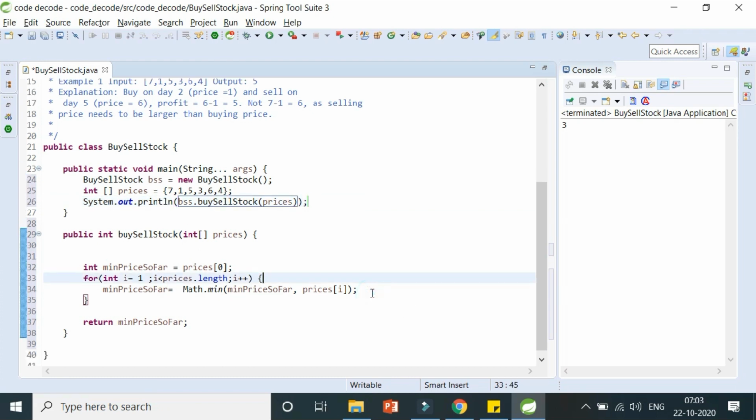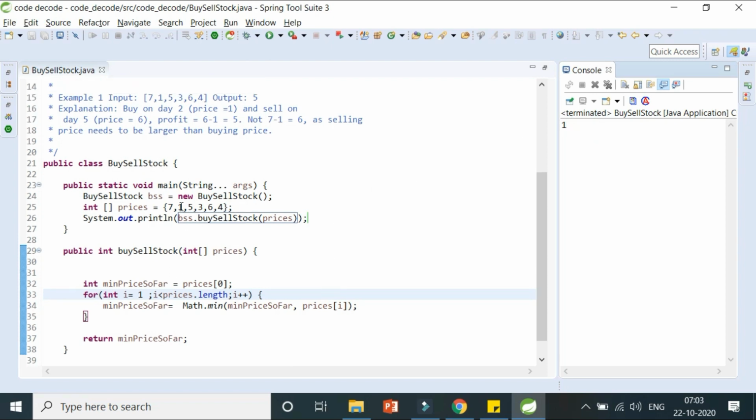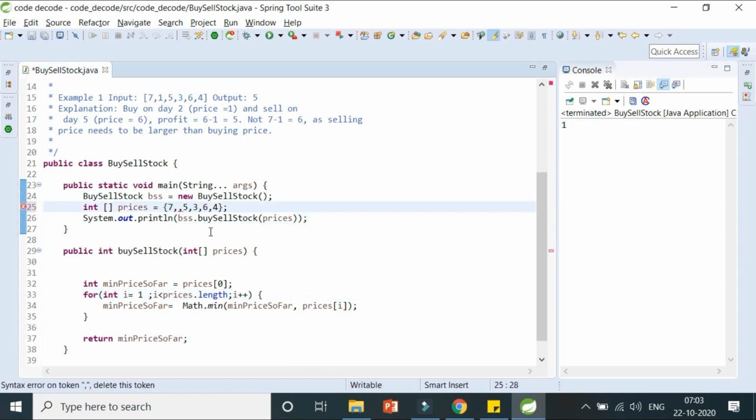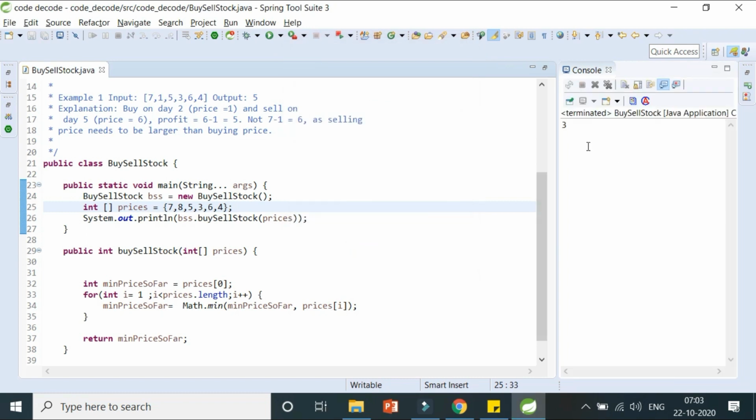Okay, so let's check whether we are getting our minimum price or not. I'm going to save it and run as Java application. Okay, so we got our minimum price. Let's change this array value to 8. In this condition our minimum price of the stock would be 3. So let's check this. So here is 3. Okay, but this is not our motive. Our motive is to find the profit, so we have to calculate the profit. We don't have to calculate the minimum price.